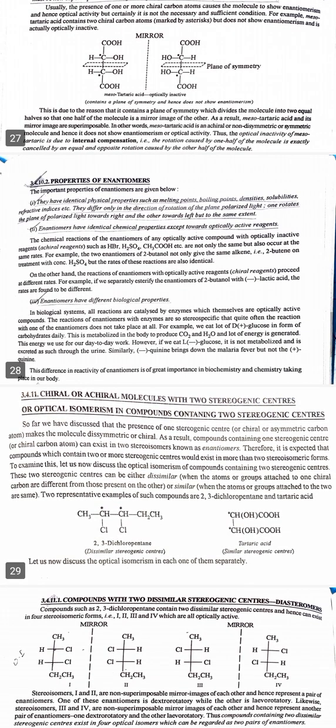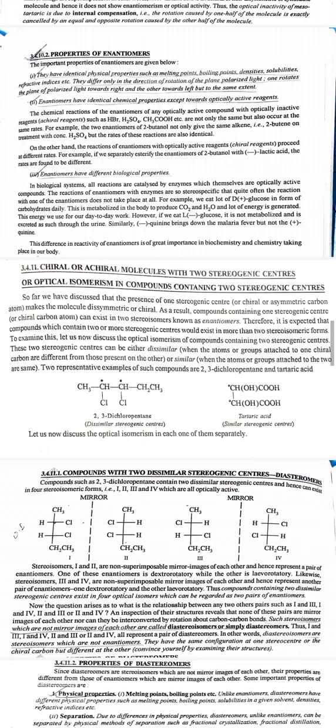Properties of enantiomers. The important properties of enantiomers are: they have identical physical properties such as melting point, boiling point, densities, solubilities, refractive indices, etc. They differ only in the direction of rotation of plane polarized light. One rotates the light toward the right and the other toward the left, to the same extent. Enantiomers have identical chemical properties except toward optically active reagents. Enantiomers have different biological properties. This difference in reactivity of enantiomers is of great importance in biochemistry and in the chemistry taking place in our body.